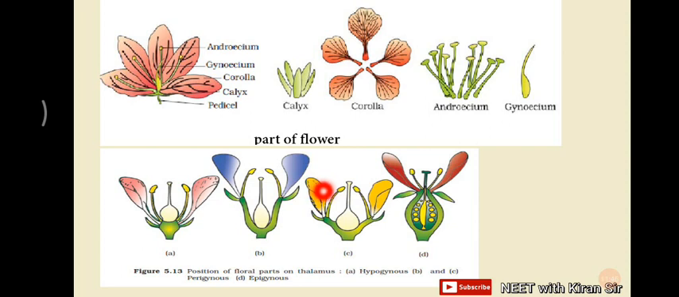Then if the thalamus forms a cup-like structure, where on the edges, look at these two edges, the flower shows the other floral parts other than the ovary, then it is called perigynous. Examples for hypogynous are brassica and hibiscus or the China rose. When I talk about epigynous, the best examples are guava, pomegranate, cucumber and watermelon. When I talk about perigynous, the plum and the rose are the best examples for perigynous flowers.